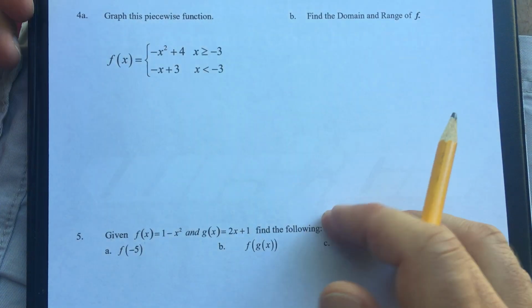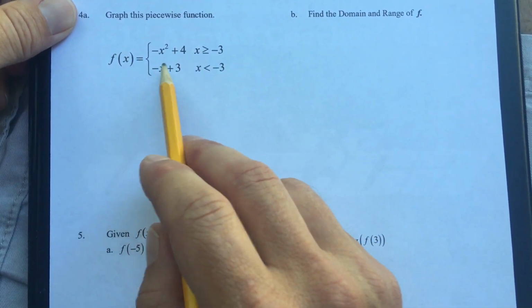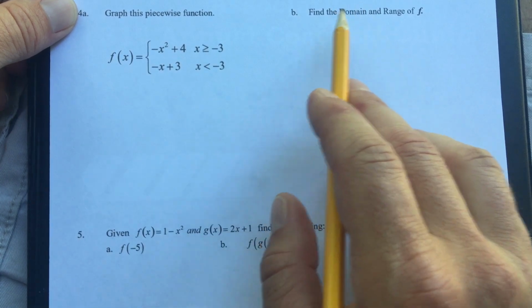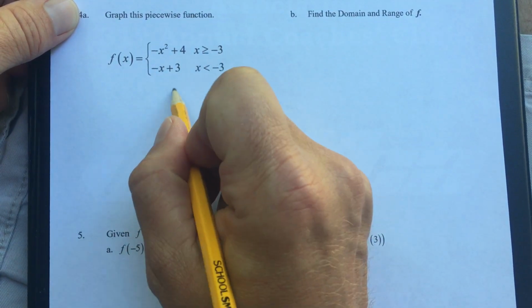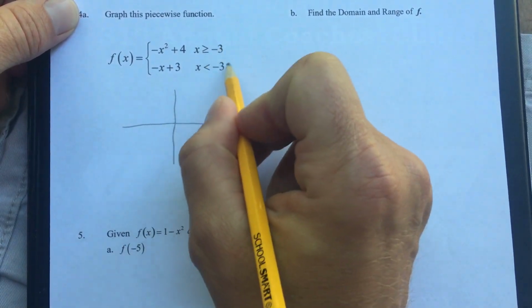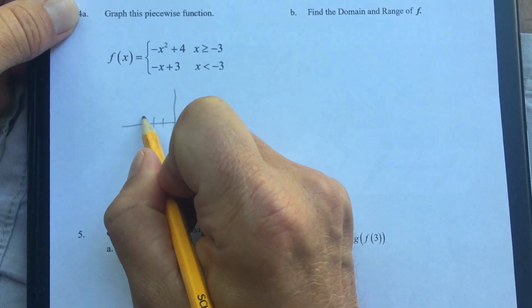All right, page 2 of the test review here has a piecewise function. We're asked to graph this and find the domain and the range. So as far as the graph goes, what I always want to do is look at my transition point, which is -3 here.